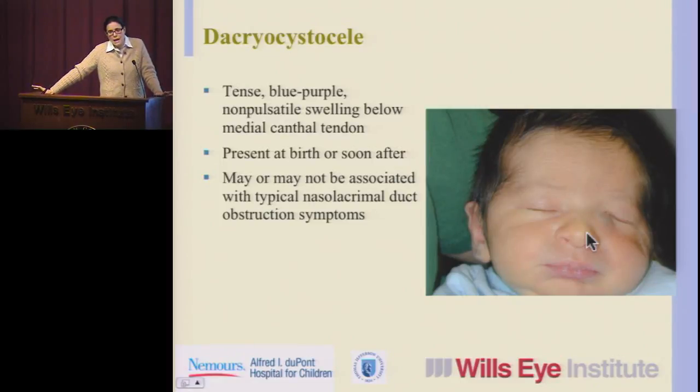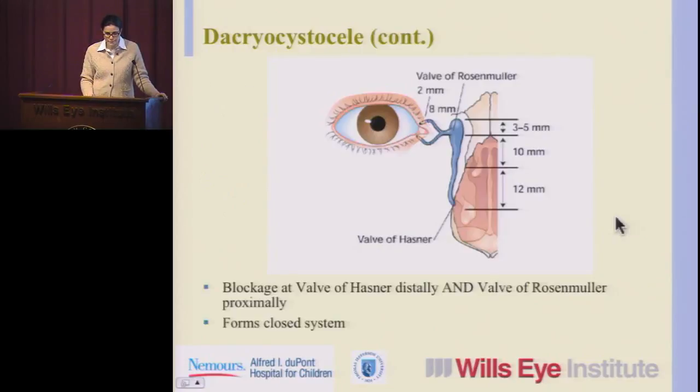Typically what happens is you get an obstruction with a nasolacrimal duct obstruction. You have an obstruction just at the end of your system. And with a dacryocele, what happens is you've got one at the top and one at the bottom. And so everything just accumulates right there. So this is just showing this.